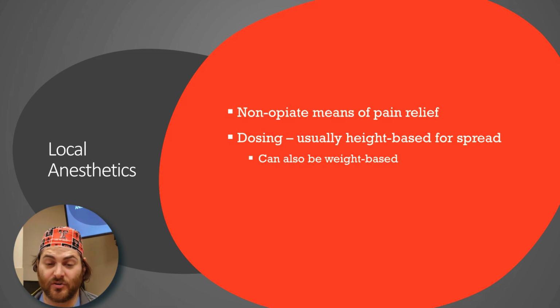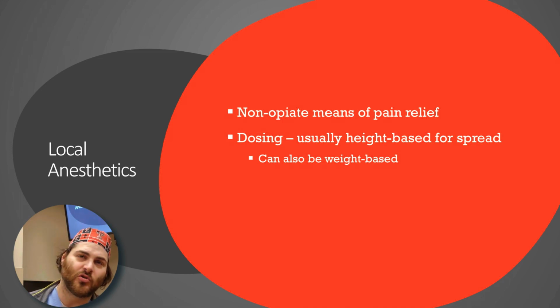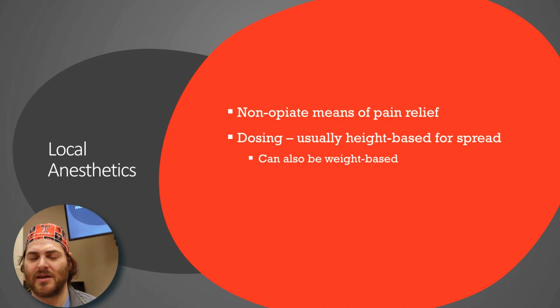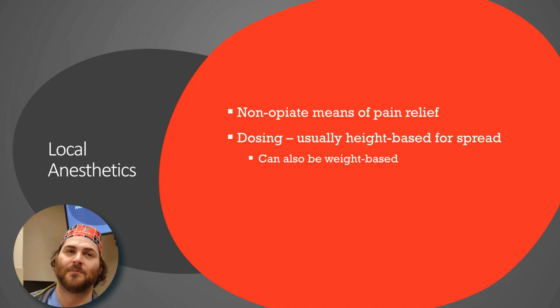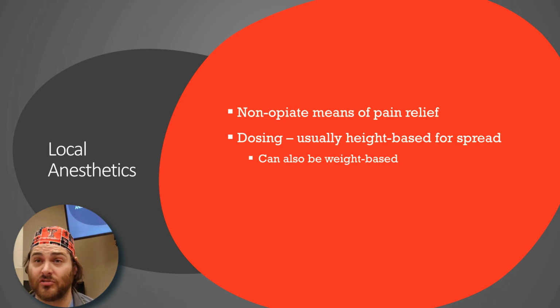Dosing for an epidural is usually height-based for spread. It can also be weight-based, and both height-based and weight-based plans are typically more pediatric. For adults, the doses are pretty standard. If you're doing a thoracic epidural, a lot of people start at either 6 or 8 mLs an hour. A lumbar is a bigger space, so we use bigger numbers. 10, 12, 14, somewhere around there would be a rate for that.